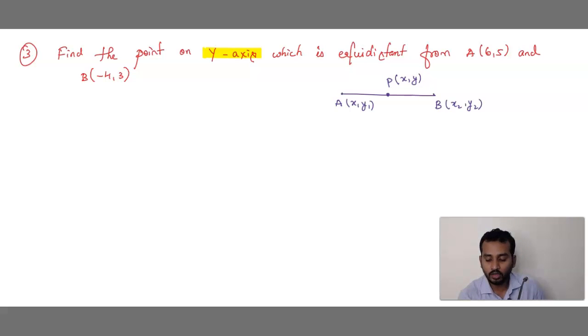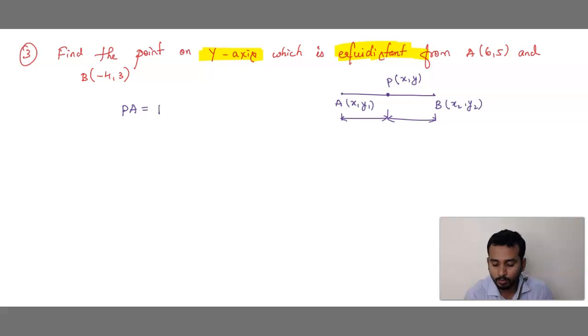Find the point on y-axis which is equidistant. Remember, this is an important condition. Equidistant means equal distance. That means from P to A, whatever the distance is, the same distance is there from P to B. Here it is saying that the distance between P to A and the distance between P to B both are equal. Equidistant means equal distance. That's nothing but PA is equal to PB.